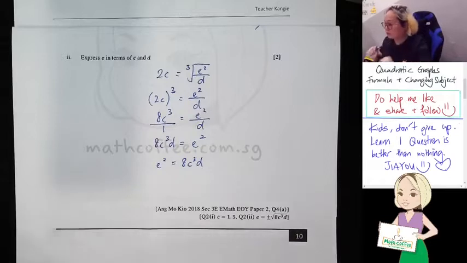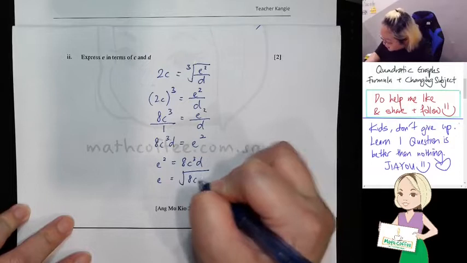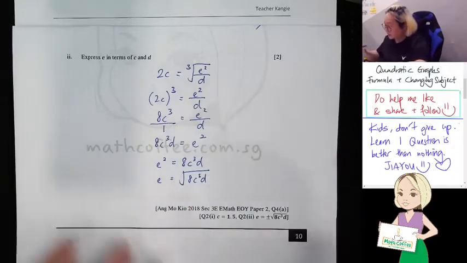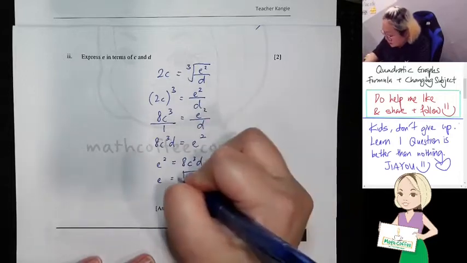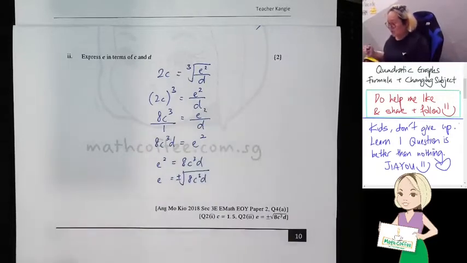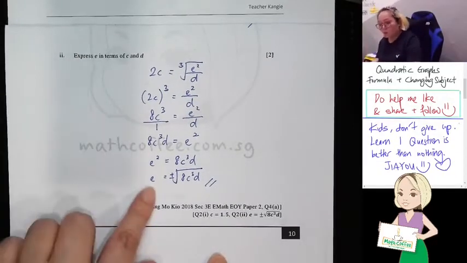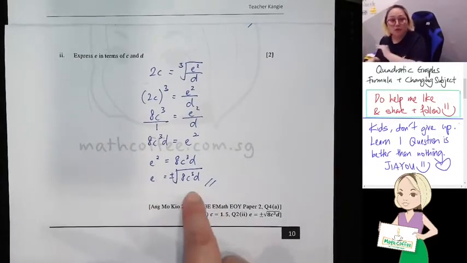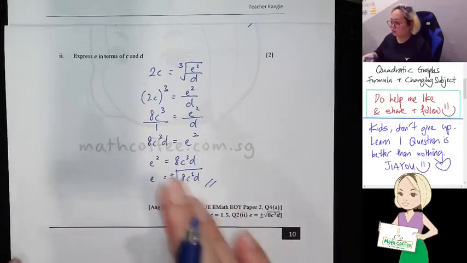So now I want to get my E. My E is just square root 8c cubed D. And take note, every time you square root, you need to put the plus minus. And we are done. Just do a last check. Left hand side, 1 E. Right hand side, no E. So this is how you do this question.